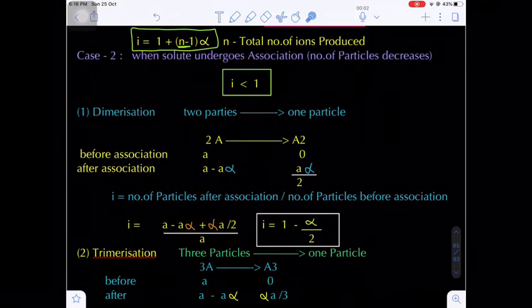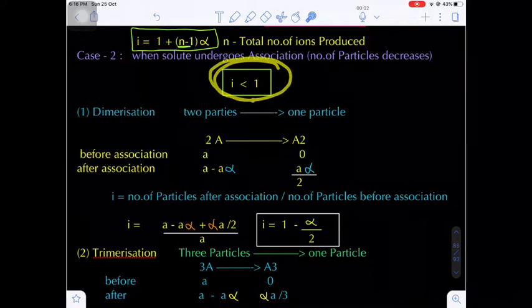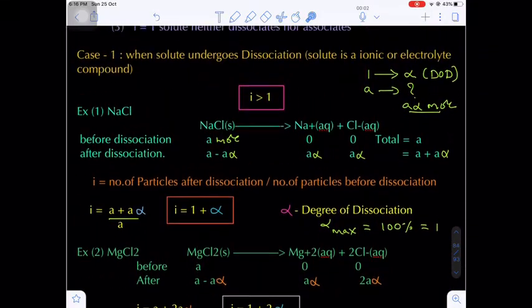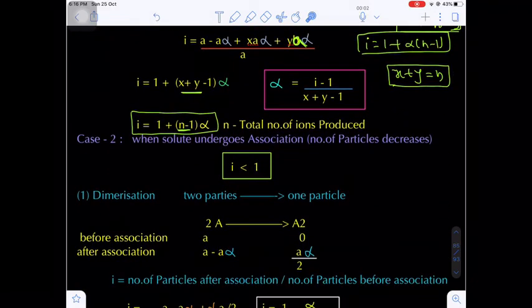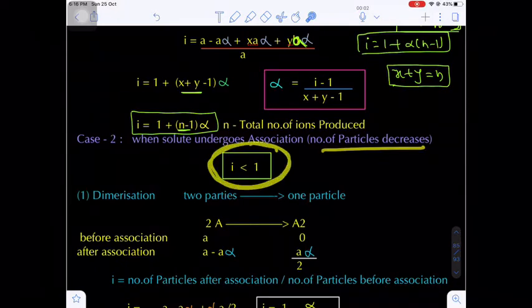Now case 2, when the solute undergoes association, that means the number of particles decreases. In that case, the iota value is less than 1. Remember, when the solute undergoes dissociation, the iota value must be greater than 1, whereas when the solute undergoes association, the number of particles decreases, that's why the iota value is less than 1. Are you getting my point?